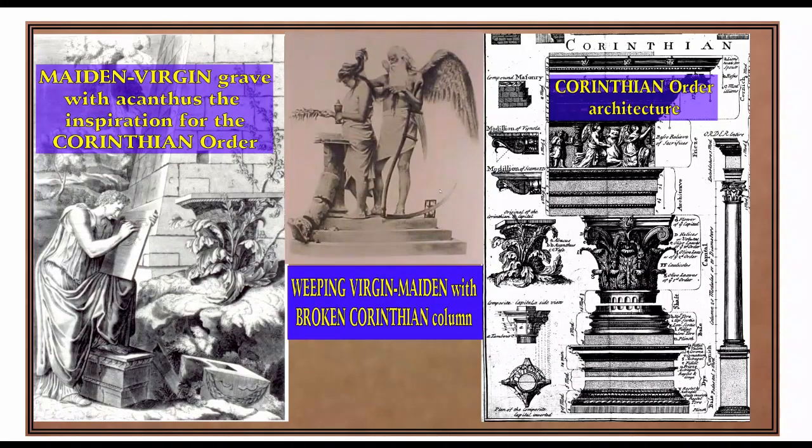And I'll do it as a separate video, but if you're into your symbolism, there are also connections between the story of the origin of the Corinthian and the maiden, or the weeping virgin, and the broken Corinthian column as well. It's a nice little detail about that as well. But I'll do that in a separate video. But that's the origin, some of the basic points.